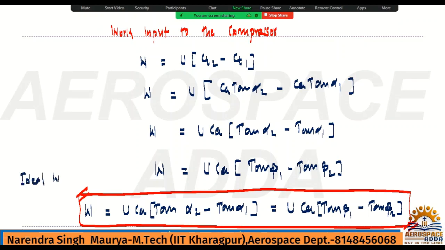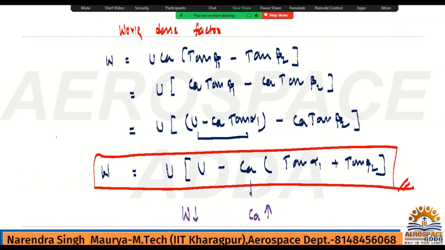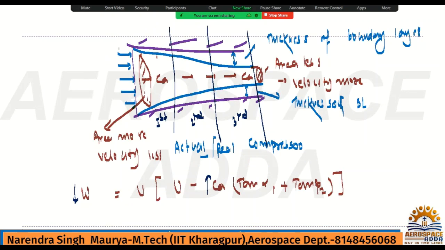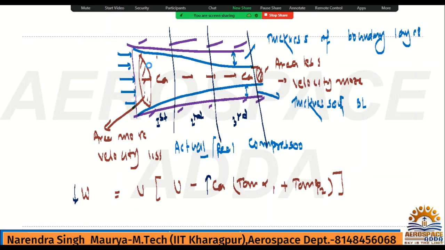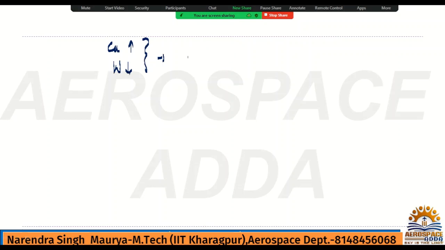Ideal work input, because Euler's work input will be the ideal work. Now because of the formation of boundary layer, CA increasing, so work input will be reducing. So this reduction in work, I will write here. CA increasing, so work will be reducing. From this previous analysis, hope you understood this. So now this reduction in work, this is important.